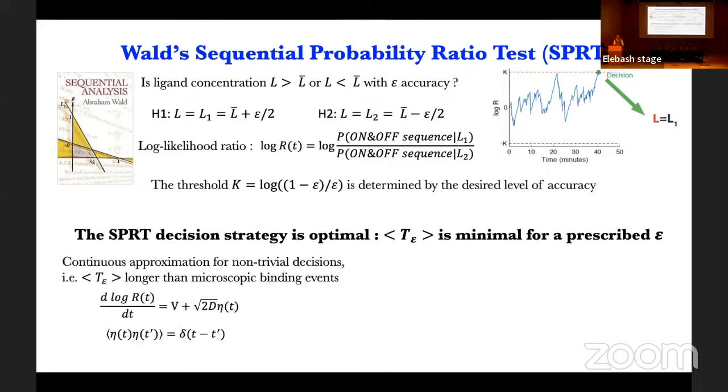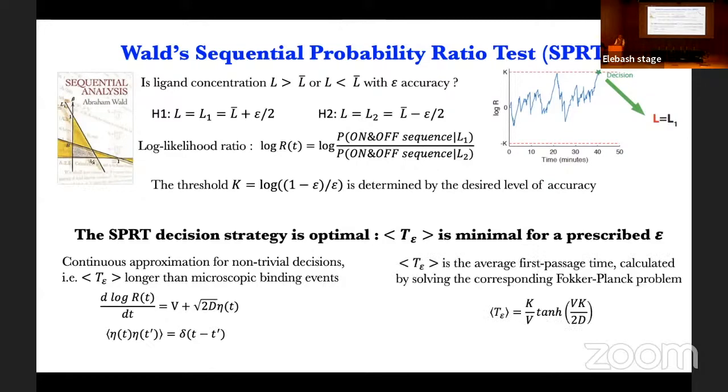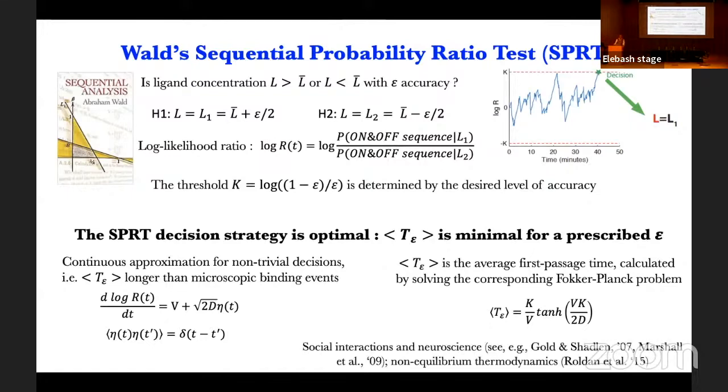And of course, this is a discrete process, but in the limit where decisions are hard, it's going to go for a long time. And therefore, you can take a continuous approximation for this process. And the log of the likelihood is going to do a biased random walk with a velocity v and with a diffusivity d, which can be calculated from the microscopic details of the process. And you can calculate the first passage time that you're going to hit one of the two boundaries. In particular, this can be calculated simply from solving a Fokker-Planck problem. And it's given by this expression here: given K, given V, and given D, you get this expression in terms of the hyperbolic tangent.